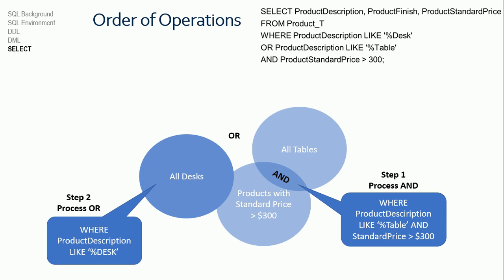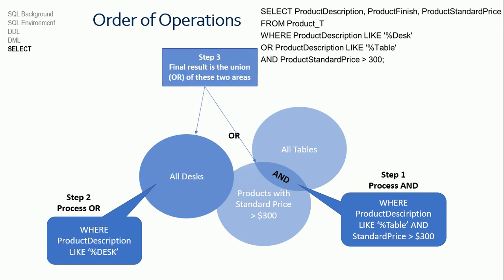Then it's going to do an OR for all of the desks. So really what I'm going to get here in my result is all of my desks, and then I'm also going to get tables that are over $300. It's probably not what I want, right? I want everything under $300 that's a table or a desk.